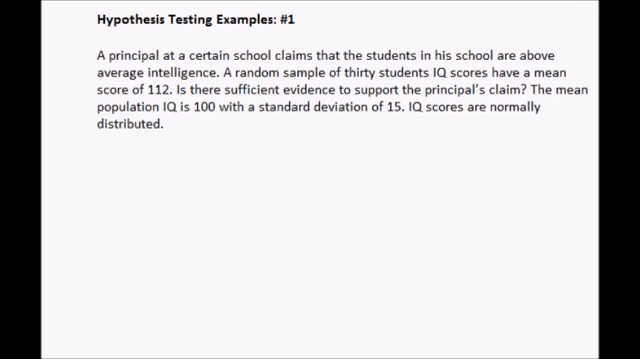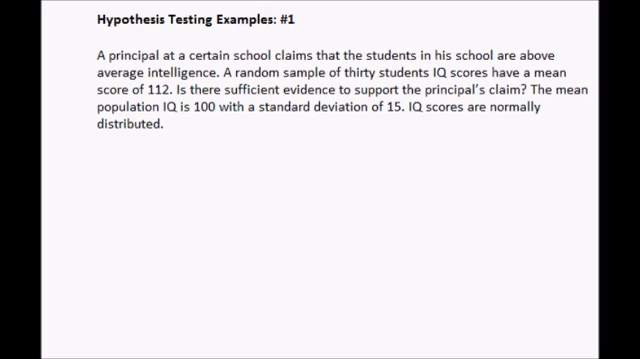In this video I'm going to show you a hypothesis testing example. I'm going to be showing you a one-tailed z-test. A principal at a certain school claims the students in his school are above average intelligence. A random sample of 30 students shows they have a mean IQ score of 112, and we want to know if there's sufficient evidence to support the principal's claim.